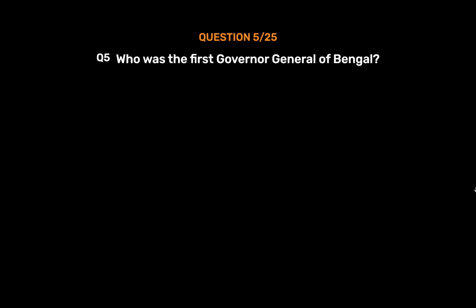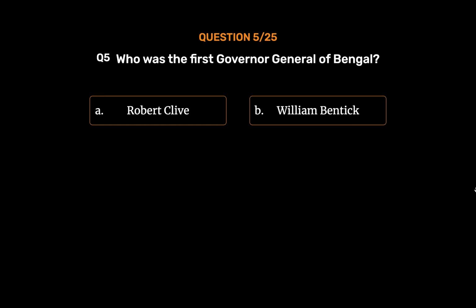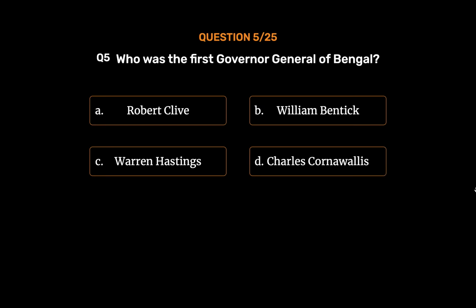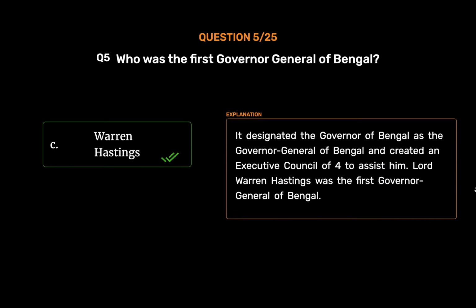Question number 5. Who was the first Governor General of Bengal? Option A. Robert Clive. Option B. William Bentinck. Option C. Warren Hastings. Option D. Charles Cornwallis. The correct answer is Option C. Warren Hastings. It designated the Governor of Bengal as the Governor General of Bengal and created an executive council of 4 to assist him. Lord Warren Hastings was the first Governor General of Bengal.